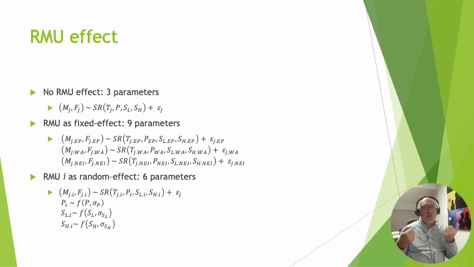In this case, we have only 6 parameters. The 3 central parameters P, SL, and SH, which are the parameters for the species, and the parameter sigma, which describes the dispersion of the possible values for different RMUs.